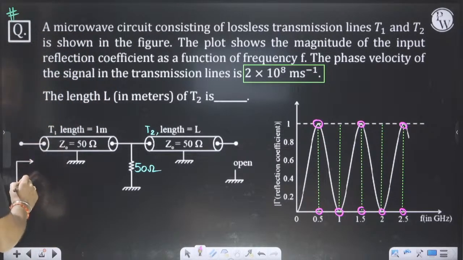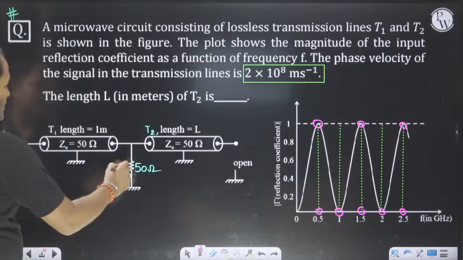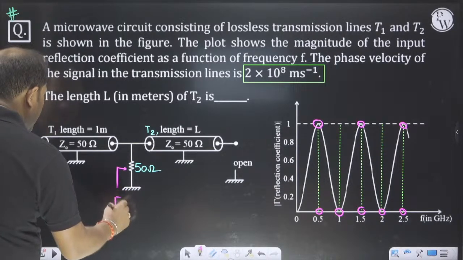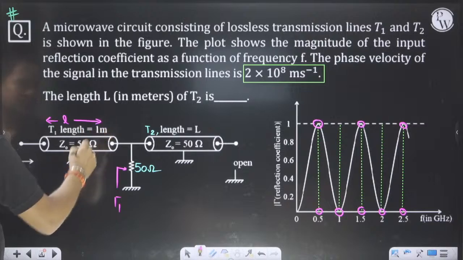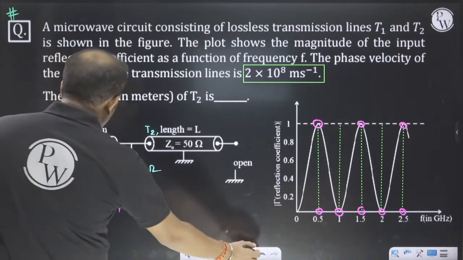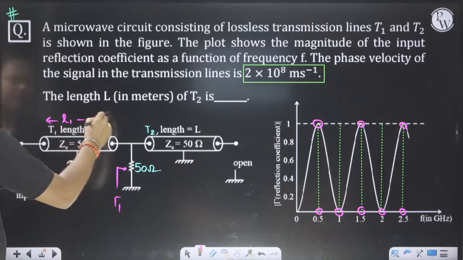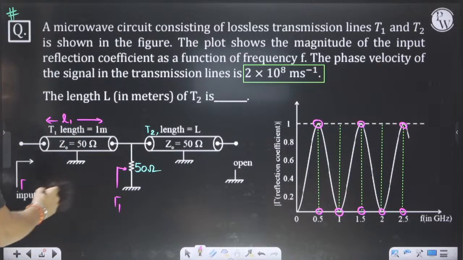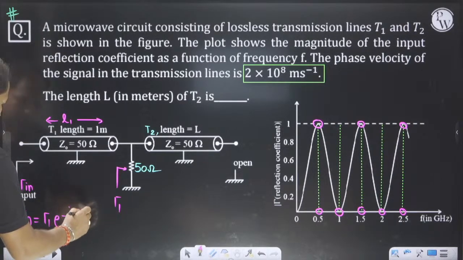The first point is the input reflection coefficient. This one is the input reflection coefficient. So what is the formula for input reflection coefficient? If I say there is gamma 1 and the length is L1, then the input reflection coefficient will be gamma 1 e to the power minus j2 beta L1.